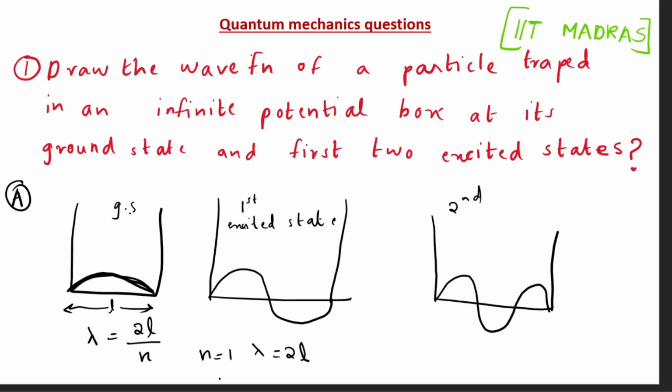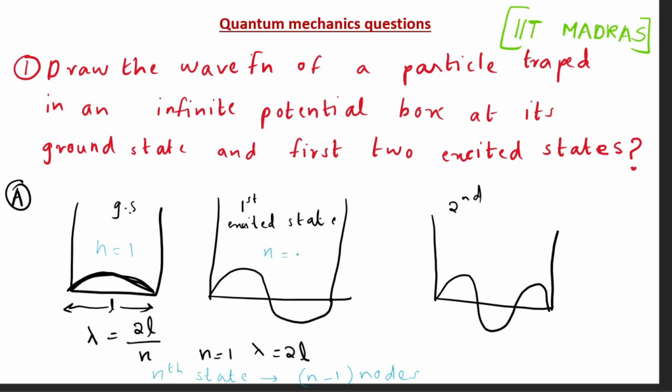Also, remember that for the nth state, there will be n minus 1 nodes. See here, n is equal to 1, so the number of nodes will be 1 minus 1, 0 nodes. Here n is equal to 2, so there will be only 1 node. And for n is equal to 3, there will be 2 nodes. That's it.